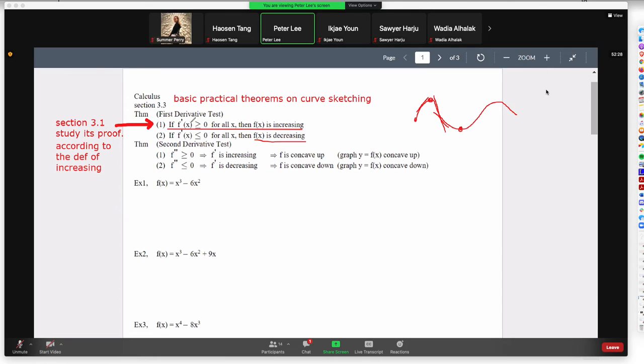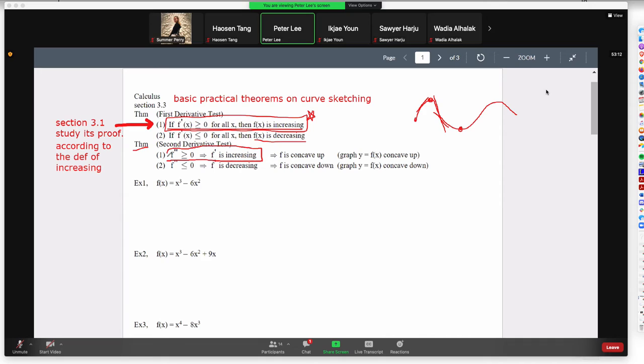Okay, so now class, I want you to look at this very carefully. If f prime of x is greater than 0 for all x, then f is increasing. Okay, now look at that. I want you to look at this theorem right here very carefully. So let me start there. Now I'm going to talk about the second theorem, which is called the second derivative test. Now, if you look at part 1 of the second derivative test, the first part says this. If f double prime is greater than 0, then f prime is increasing.